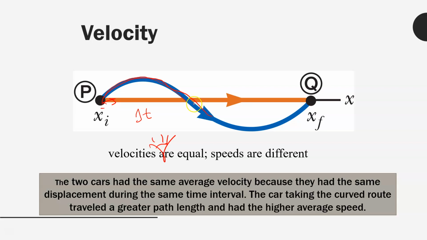Now the two cars have the same average velocity because they have the same displacement during the same time interval, right? Now the car taking the curved route travels a greater path length and has a higher average speed compared to the car that follows the straight line.